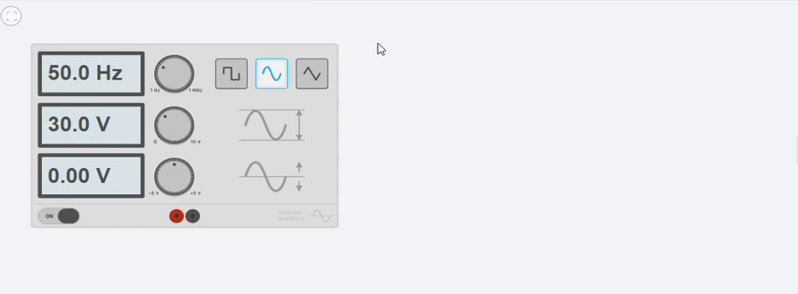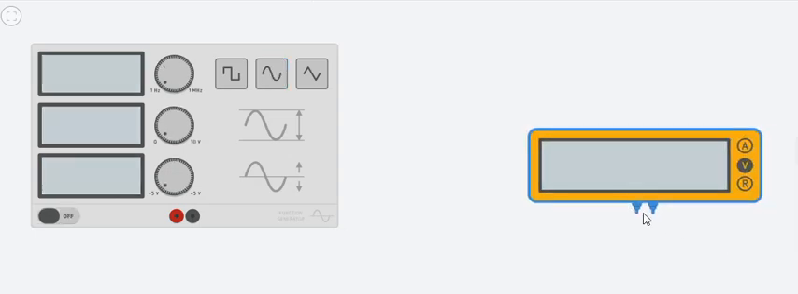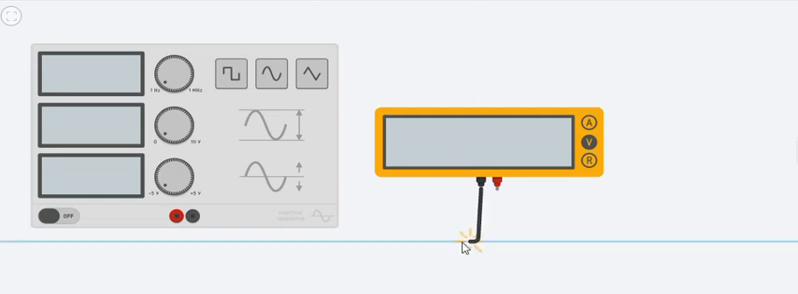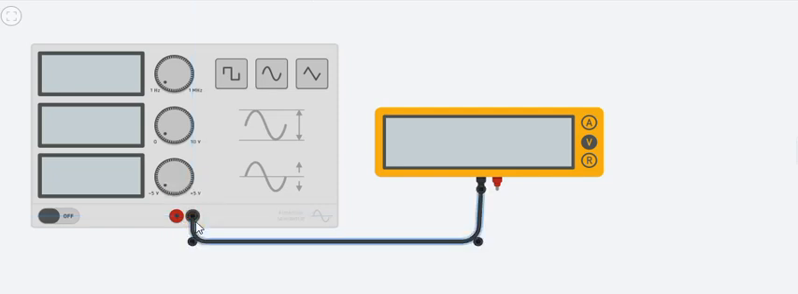All right. So with this, we can now supply this AC through a diode to a circuit. But I would want to use a meter to check the output. So we have this.